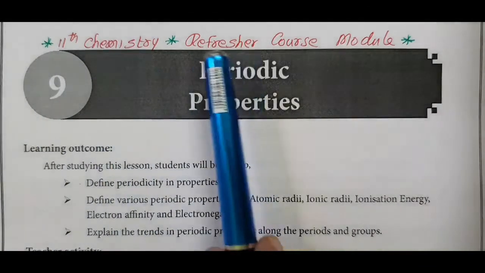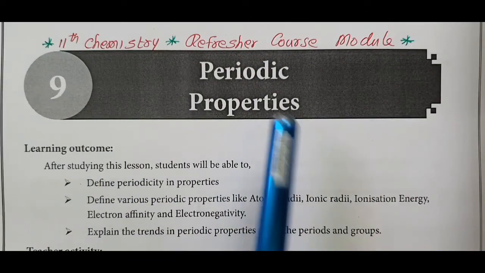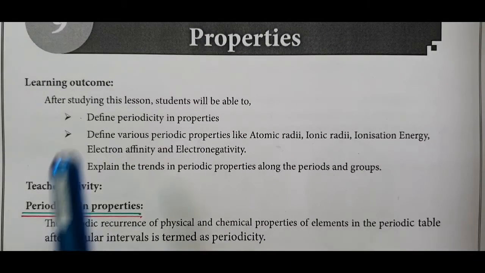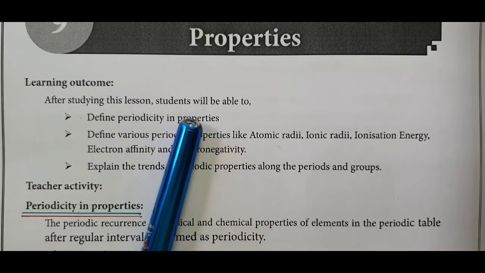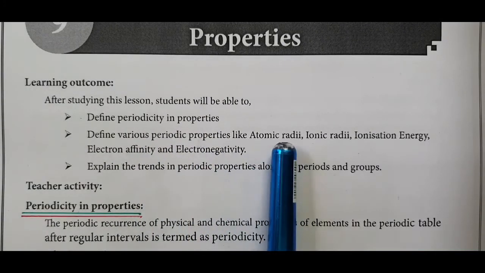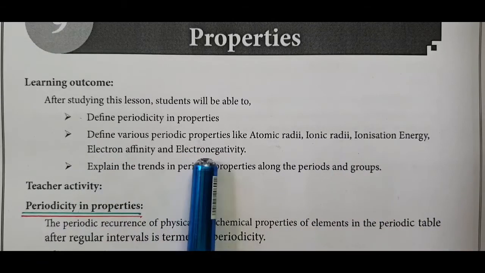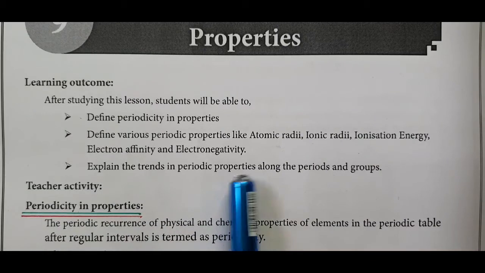11th Chemistry Refresher Course Model Unit 9 Periodic Properties. After seeing this video, we come to know about: define periodicity in properties; define various periodic properties like atomic radii, ionic radii, ionization energy, electron affinity and electronegativity; and explain the trend in periodic properties along the periods and group.